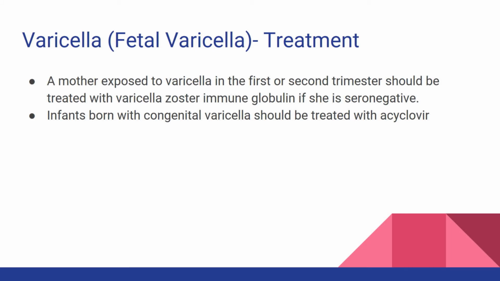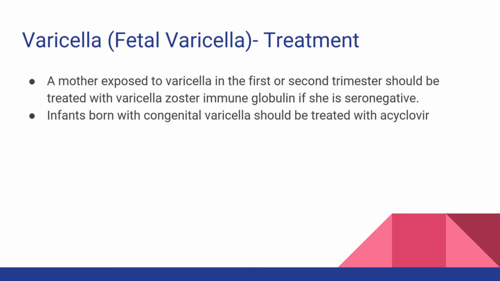So talking a little bit about fetal varicella for treatment versus more of that late varicella or the infant type. So fetal varicella, a mother is exposed to varicella in that first or second trimester. So they should be treated with the varicella zoster immune globulin, and then infants should be treated with acyclovir. The varicella immune globulin should be given within 72 hours after exposure, and then supportive care should be given to ensure that there's not profound neurological impairment.